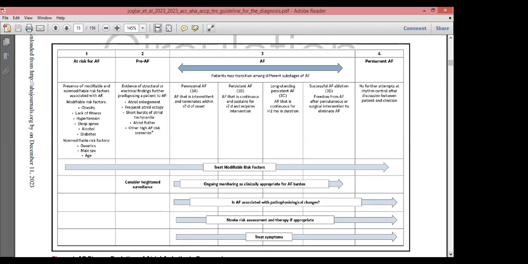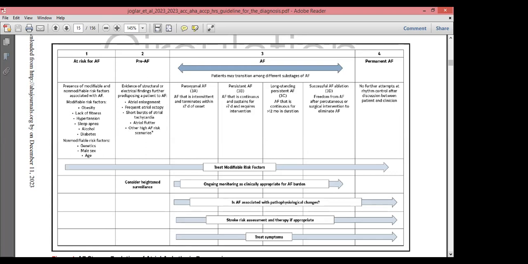Then the second group is the pre-AF. These are people that have structural and electrical findings that can predispose them to AF, but they don't have the AF. So what are these findings? They have atrial enlargement, frequent atrial ectopy, short bursts of atrial tachycardia, atrial flutter, and other high AF risk scenarios. Then the third stage is actually the AF group, and this one has A, B, C, and D. The 3A are the people that have paroxysmal AF. As we know, paroxysmal AF is defined as intermittent AF that terminates within 7 days, usually on its own.